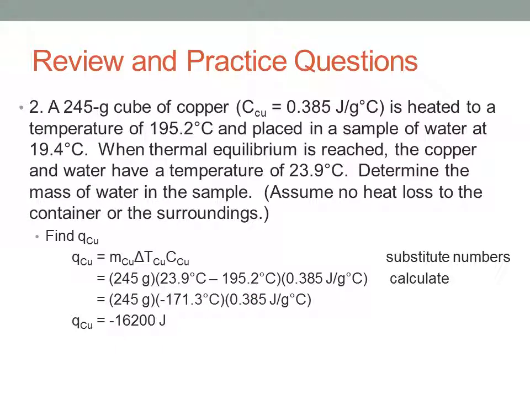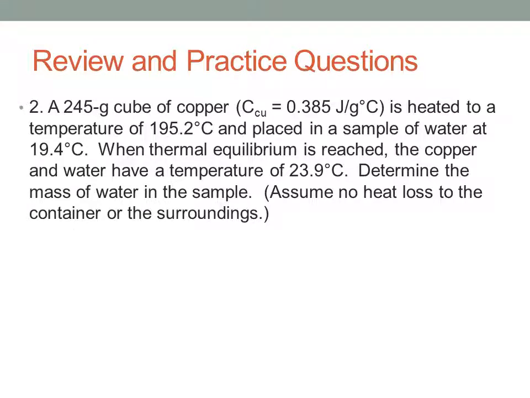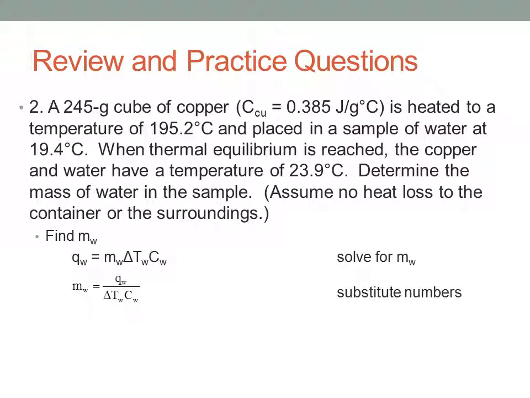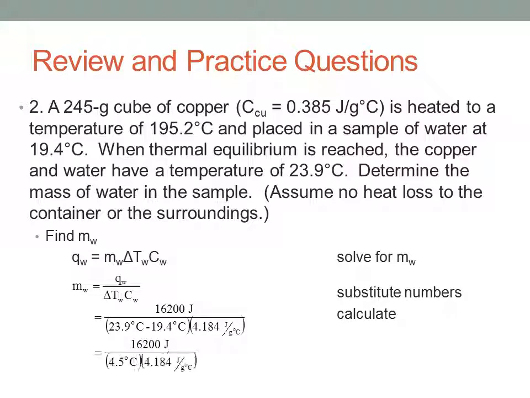Now that we know the energy released by the copper, we can find the energy absorbed by the water, which would be positive 16,200 joules. So once we know that, now we can find its mass. Because now that we know its heat, we know the change in temperature, and we know its specific heat, we can just solve it for mass. And we can substitute in our values, and we get a mass of 860 grams.